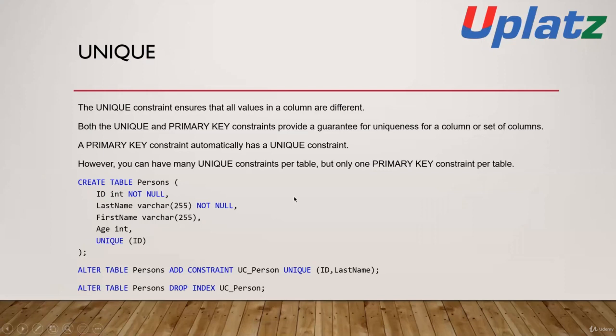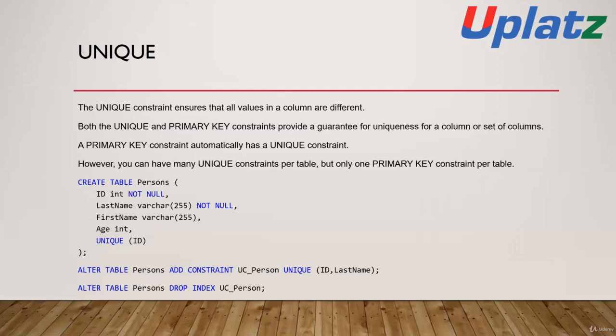Next in line is the unique constraint. It ensures that all the values in a column are different. Both the unique and primary key constraints provide a guarantee of uniqueness for a column or set of columns. A primary key constraint automatically has a unique constraint. Both are very much similar, but there is just one difference between a primary key and a unique key. A unique key can have one null value. A primary key cannot have null values.